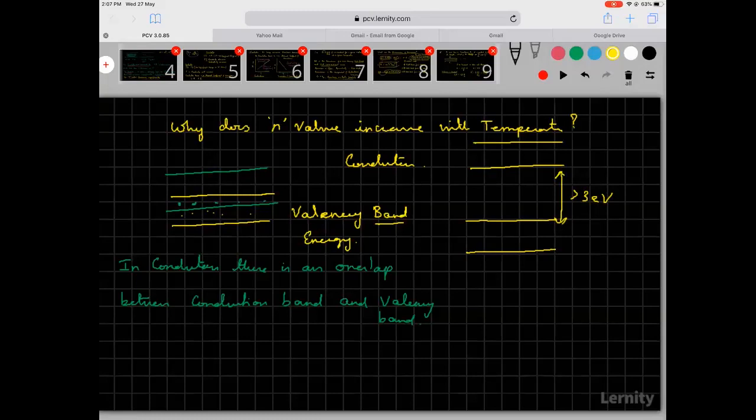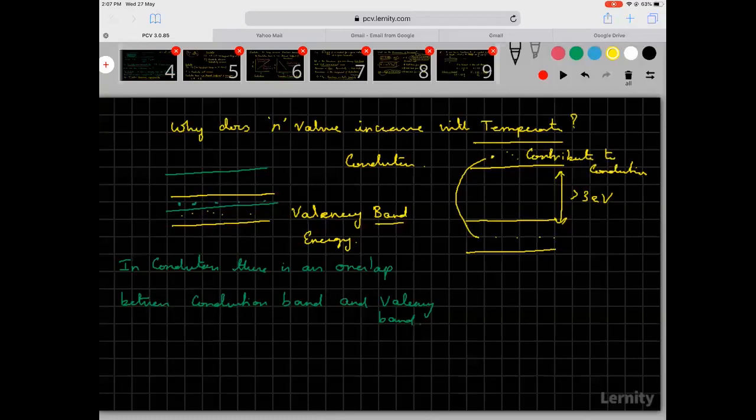Understood? So those electrons which are present in the valency band are here. Now suppose you heat them up, some of them will get energy and go here. When they go here, they contribute to conduction. So when you increase temperature, the number of electrons in the conduction band increases. So conduction increases, so resistance decreases.